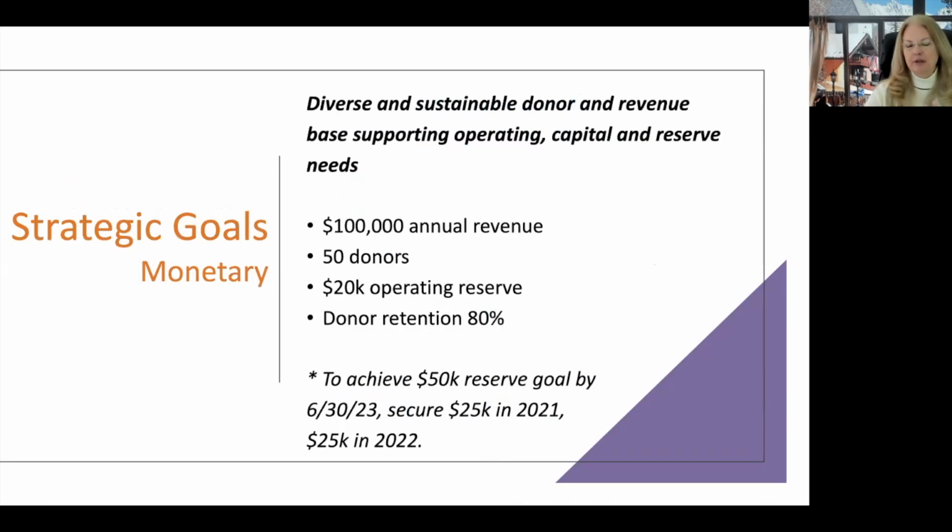This is an example of what a strategic goal might be. Diverse and sustainable donor and revenue base supporting operating, capital, and reserve needs. So this is your monetary goal. What do you hope to bring in this year in donations? Now, if you filled out your Form 1023, they had you fill in a budget. So you'll know more about what is the annual revenue.